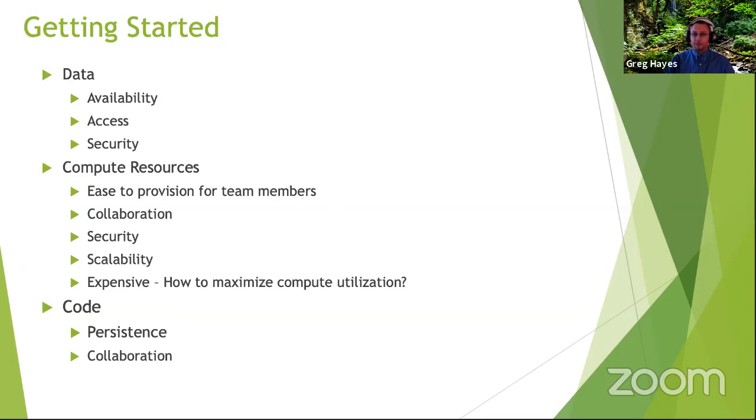The next step is compute resources. Oftentimes in data science, work gets done in a local compute environment. It's in-memory compute. May be done on your laptop or in a VM, but provisioning those compute resources for team members can be a challenge. And then once the compute resources are provisioned, how do you enable collaboration? How do you enable security at the user level and at the data level? How do you enable scalability?